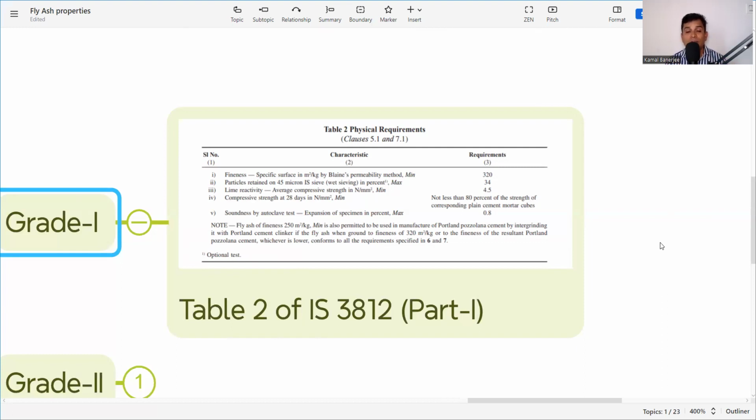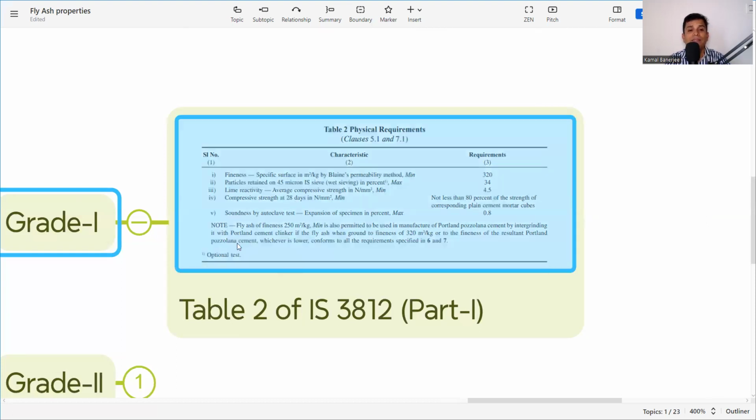So whenever we are using fly ash in concrete or in the production of cement, we need to use grade 1 and we need to follow table 2 of IS 3812, and these are the categories we need to satisfy. If the fly ash satisfies them, we will say it is a grade 1 fly ash and it can be used for concrete production, fly ash bricks production, or any other supplement of cement.